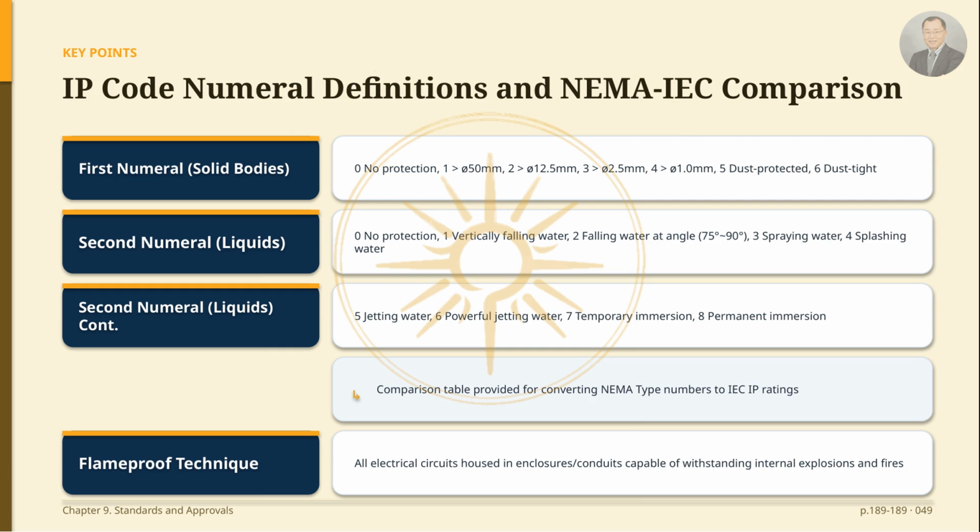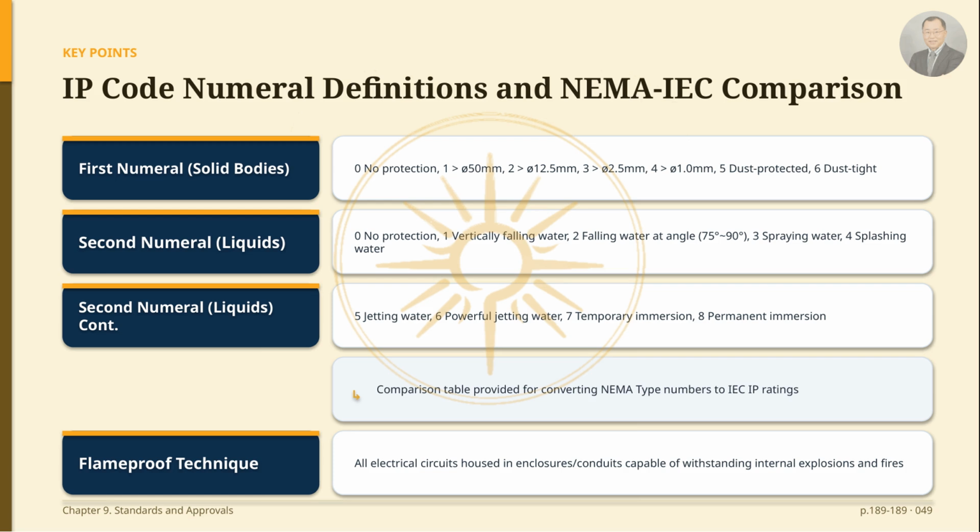The second numeral represents protection against liquids, specifically water. 0 means no protection, 1 is vertically dripping water, 2 is angled dripping water between 75 and 90 degrees, 3 is sprayed water, and 4 is protection against splashed water. Following these, 5 means jetting, 6 is powerful jetting, 7 is temporary immersion, and 8 is protection against permanent immersion. Next, this book provides a comparison table for converting NEMA type numbers to IEC IP ratings.